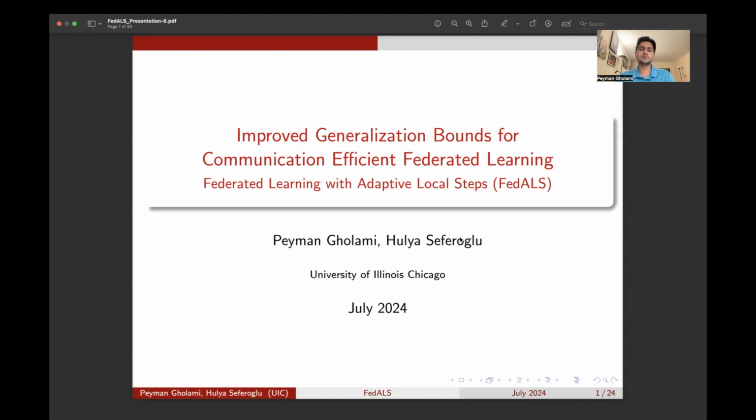Hello, everyone. Today I'm presenting our recent work titled Improved Generalization Bounds for Communication Efficient Federated Learning.